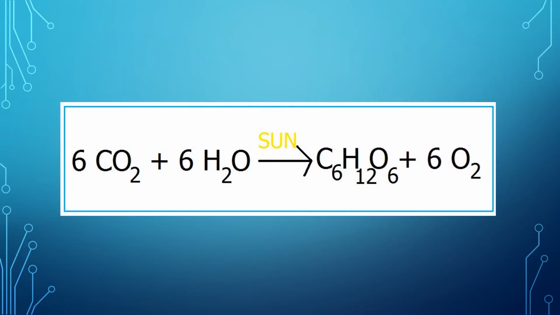Sometimes you'll see photosynthesis written in a formula kind of like the one here. The left side of the formula contains carbon dioxide plus water, and then the right side of the formula contains glucose plus oxygen, with the arrow in the middle representing the sunlight.